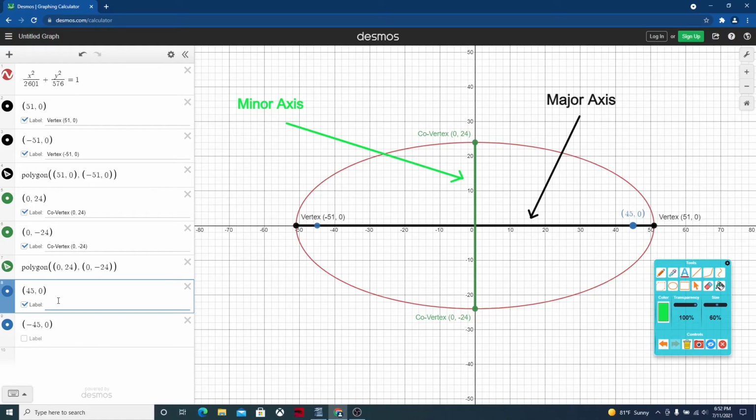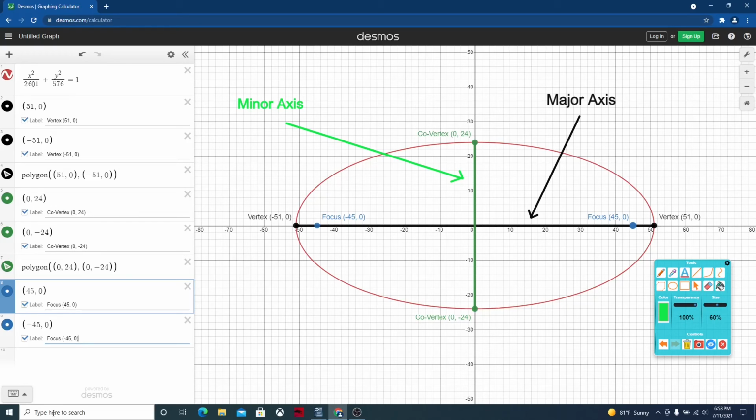So we're going to call this first one a focus. And that's 45, 0. So that's the first focus. And then our second focus is negative 45, 0. There we go. Okay, so we have the major axis and the minor axis. We have the vertices. We have the co-vertices. And we just plotted the foci. And foci is the word for the plural of focus.